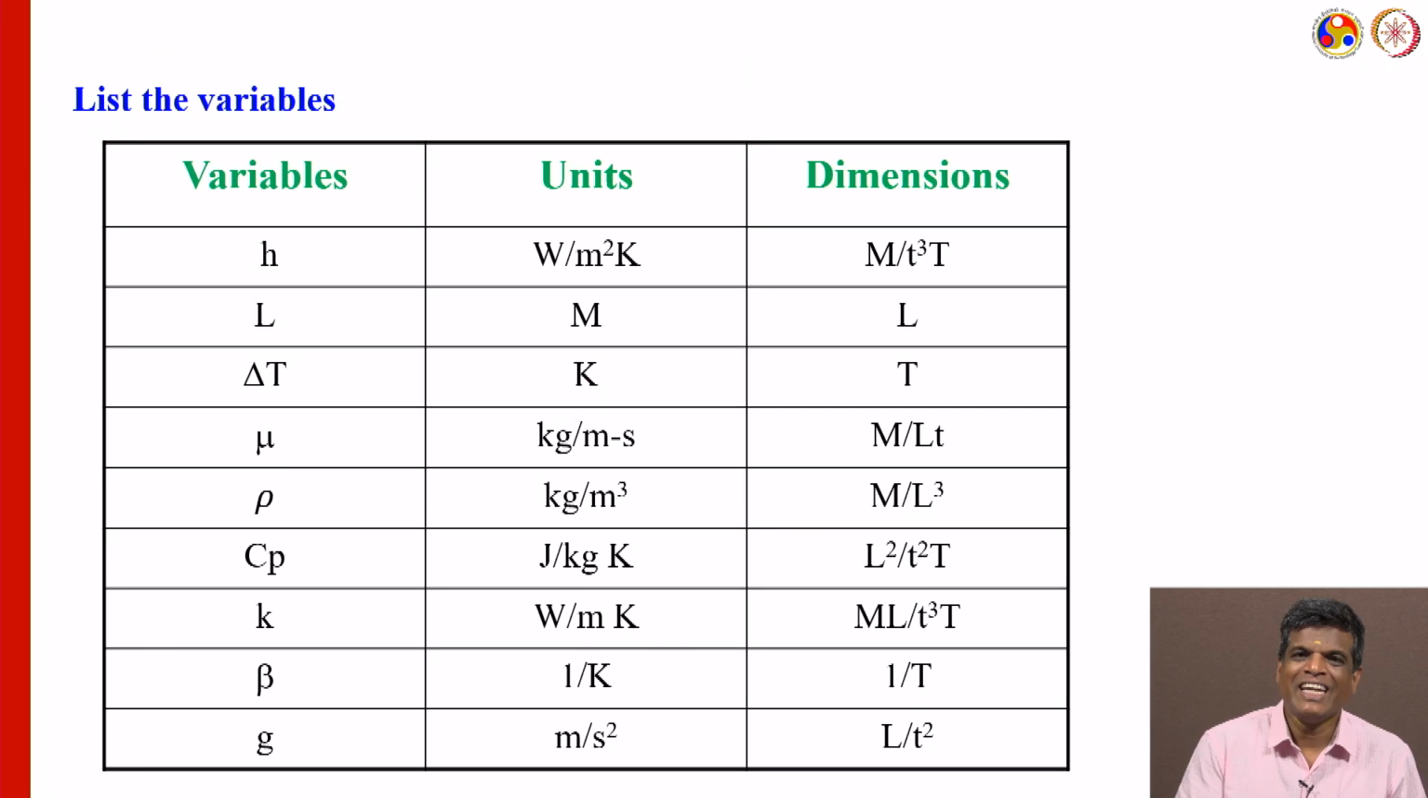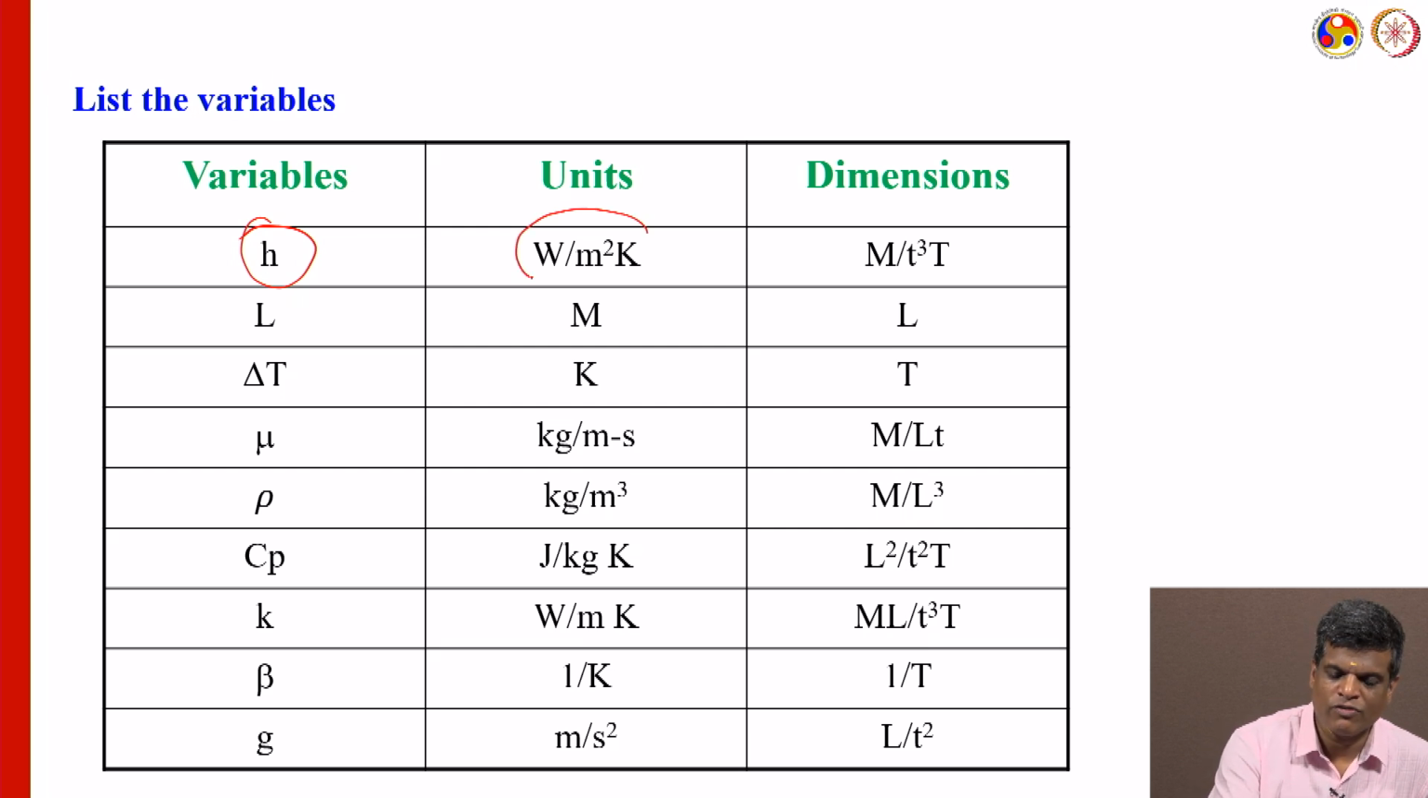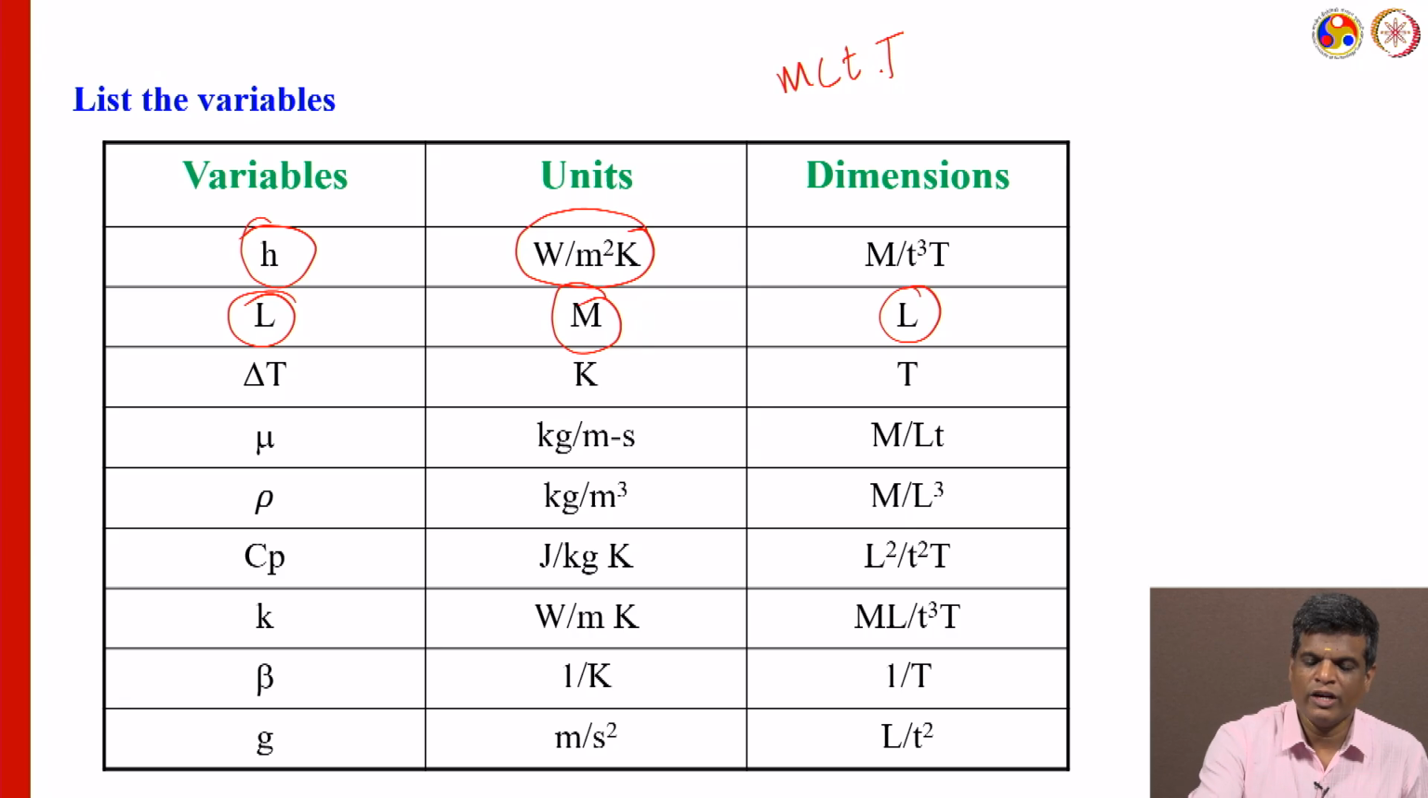Before solving, we need the basic fundamentals: what variables we have to use here. First we start with h. h is the heat transfer coefficient. For the heat transfer coefficient, we always write the units as watt per meter square Kelvin. The length is in meters, so the dimension is L. The basic dimensions are M, L, T, and T. Whenever mass is involved, there is a kg mass here. L is the length, which we always write in meters. The first T is time, and the other T is temperature.